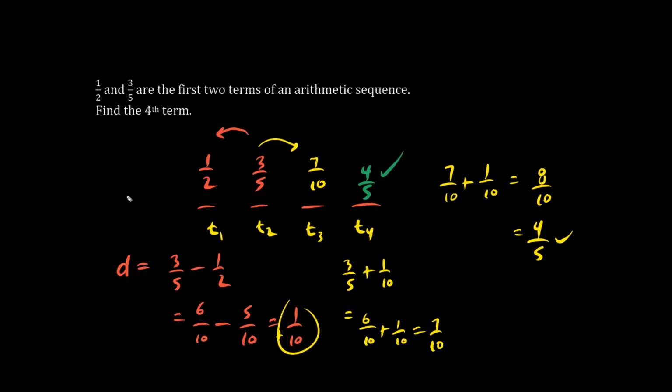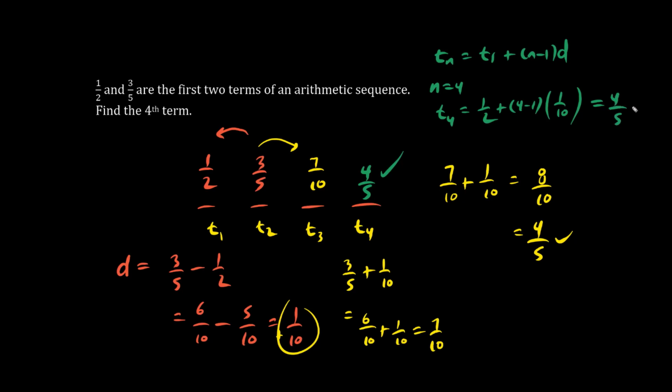Let's try this another way. We know that Tn equals T1 plus n minus 1 d. If we want to use this formula, n equals 4. So the fourth term is T1, which is 1/2, plus 4 minus 1 d, which is 1/10. Using a calculator, we can see the answer is also 4/5. When the question is so small, perhaps it's a better idea simply to keep on adding d instead of using the formula.